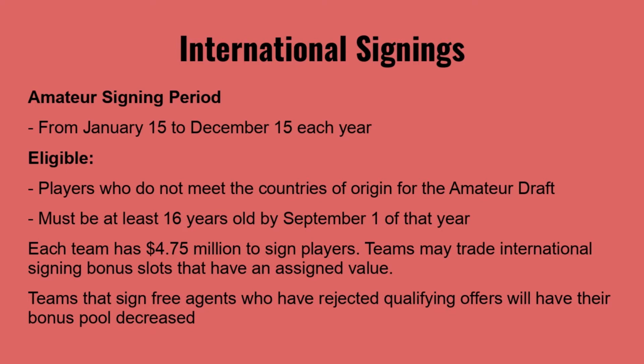Teams may trade international signing bonus slots that have an assigned value. Teams that sign free agents who have rejected qualifying offers will have their bonus pool decreased. So breaking it all down, basically each team has $4.75 million to sign international free agents. There's a point where they reach an age where they no longer qualify as an international amateur, and they would fall into a free agent category. We'll talk about that later.